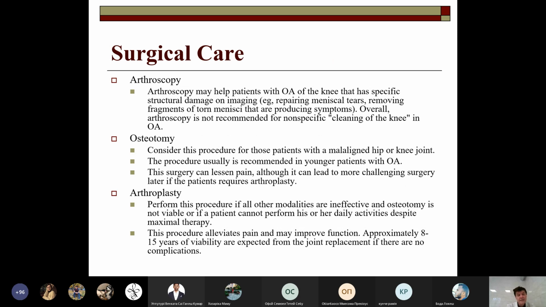So on the slide, you can see arthroscopy, osteotomy, and arthroplasty are generally recommended for patients with unresolved clinical issues. Surgical care can be quite effective in these patients with stage 4 osteoarthritis. So arthroscopy may help patients with osteoarthritis of the knee that has specific structural changes on imaging.